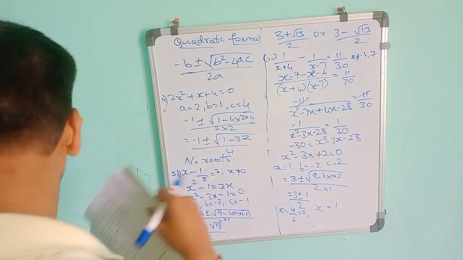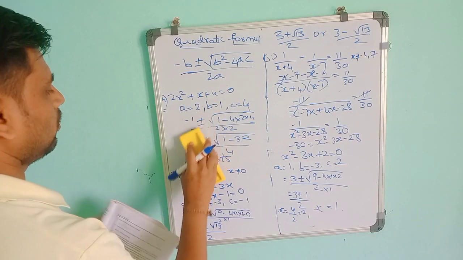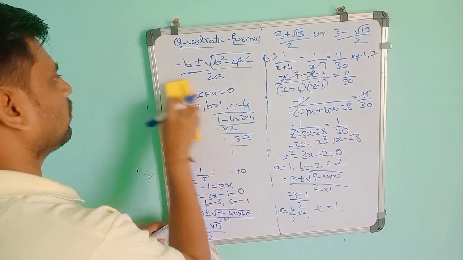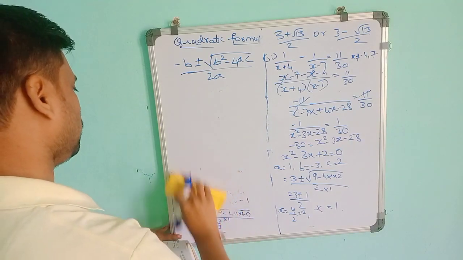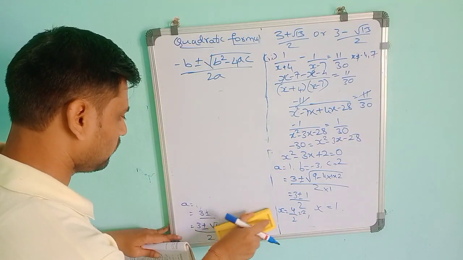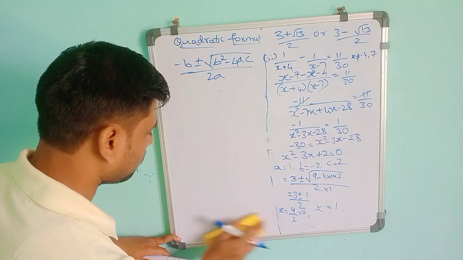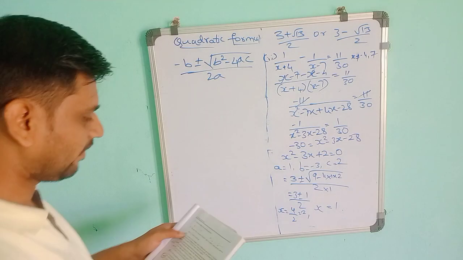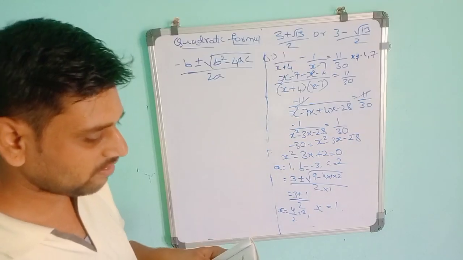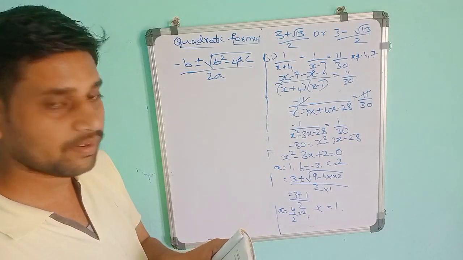Then the fourth question. Fourth question is like that. The sum of the reciprocals of Raymond's ages 3 years ago and 5 years from now is 1 by 3. Find his present age.